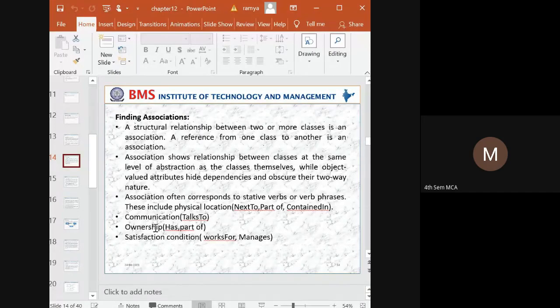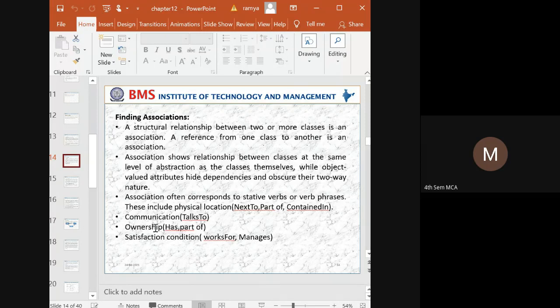Next, if it is ownership, say we have a user and there are different files available. Whatever files are stored in a system, these files can be generated by a particular user, and that user can be an owner. Or say there is a mobile, and that mobile has an owner. Okay, so we are trying to identify with respect to ownership.